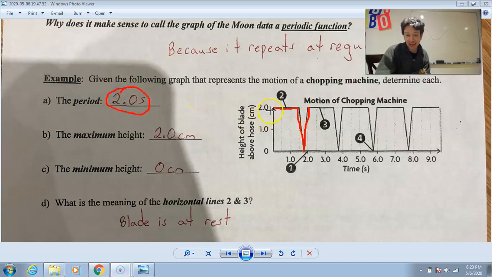The maximum height goes all the way up here to 2 centimeters, and the minimum height drops down at these very sharp V's down to 0. Okay, then it says, what is the meaning of the horizontal lines at 2 and 3? Well, that's just where you have the blade of your chopping machine at rest, holding at 2 centimeters above the hose. Okay, then it says, what's the meaning of the V? Well, the V is your actual blade coming down and chopping.